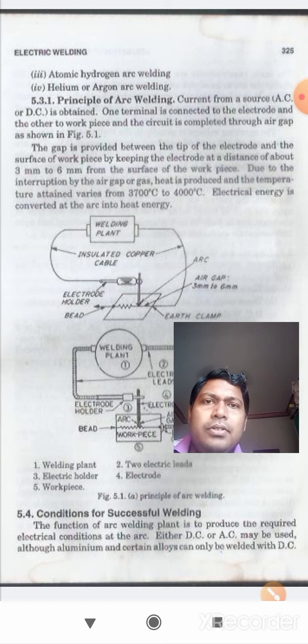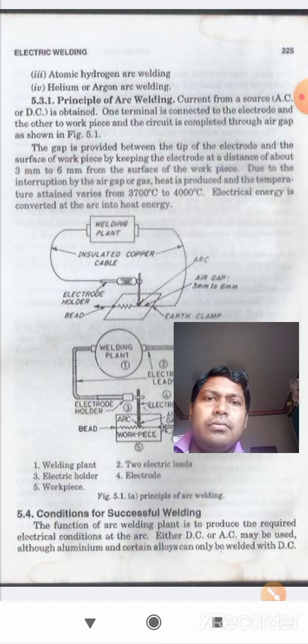Due to the interruption by the air gap or gas, heat is produced and the temperature attained varies from 3700 degrees centigrade to 4000 degrees centigrade. So it is a very huge amount of temperature. Electrical energy is converted in the arc into heat energy.